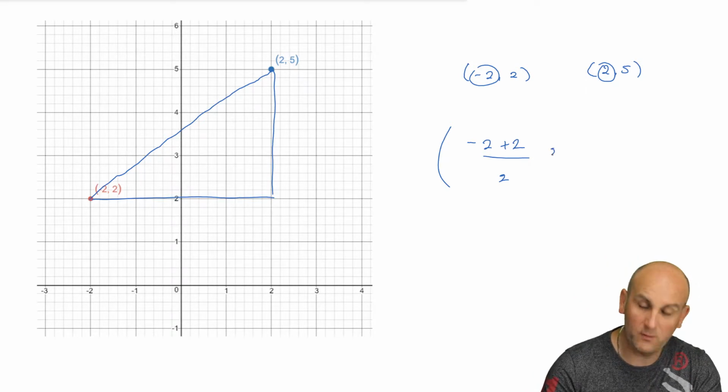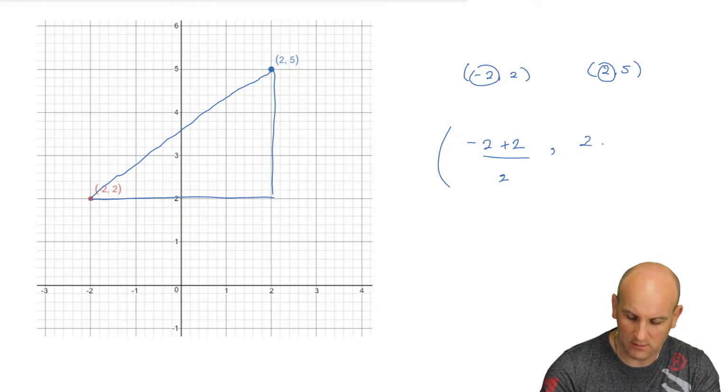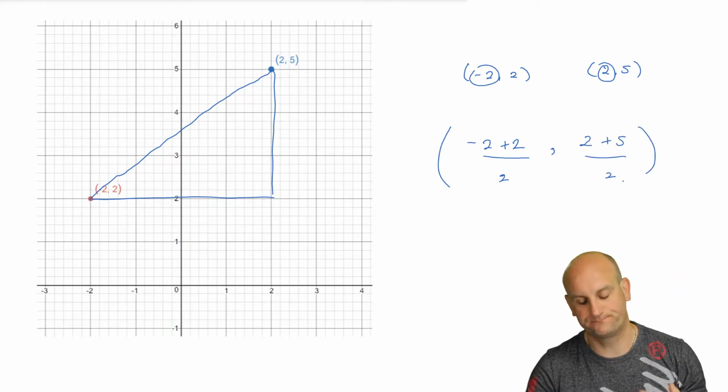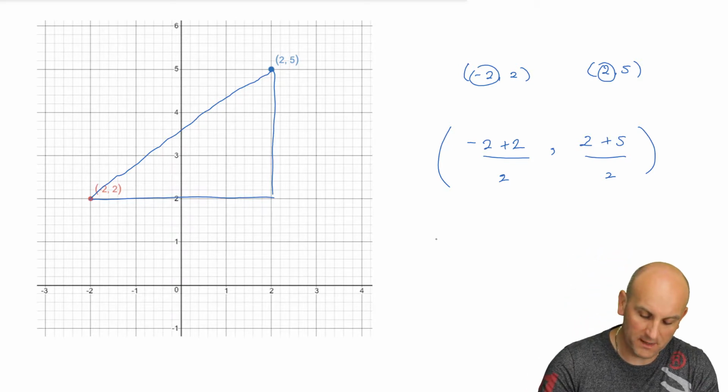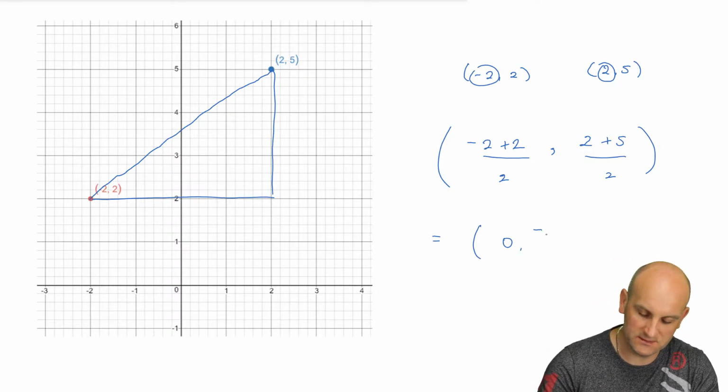And what do you think I'm going to do for my y coordinates? Well, exactly the same. So I'm going to take my 2, add it to my 5, and once again, divide it by 2. So what does that give me? Well, minus 2 plus 2 is 0, divided by 2 is going to give me 0. And 2 plus 5 is 7, divided by 2 is just going to be 7 on 2.